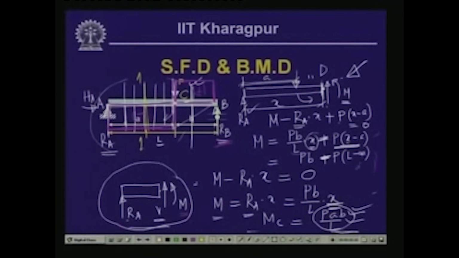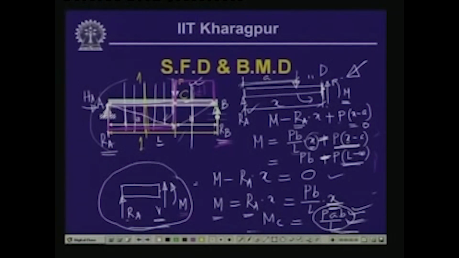Now, L minus A, L is the whole length, A is this length. So, L minus A again is B. So, P B minus P B is equal to 0. So, the moment at this particular point again is going to be equal to 0. So, as you have seen, at this particular point the bending moment is 0, it is linearly varying going up to this particular point with the value of P A B by L.